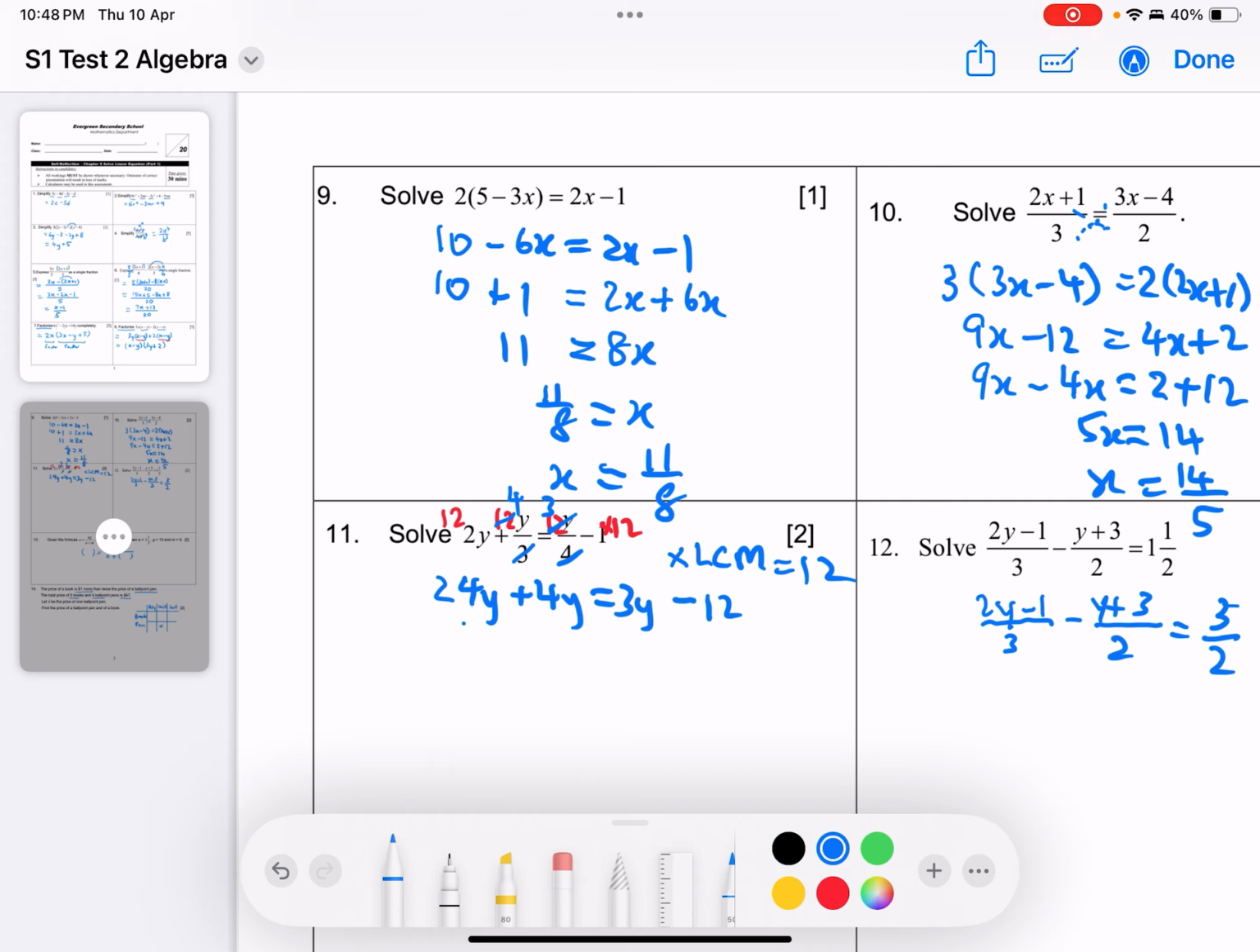Okay, so here we have 24y plus y, 4y is 28. So 28y. And we are bringing all the unknowns to the left. So 3y is positive, bring over is negative. Okay, so now we have 28 minus 3 is 25. And 25 is multiplied, bring over, we divide.